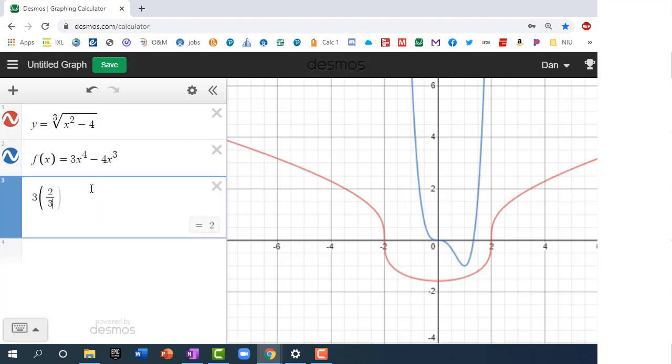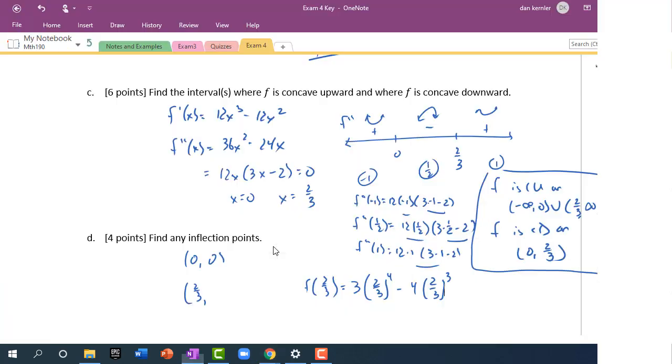3 times 2/3. Oh, I don't think it can do fractions though, to the 4th. Minus 4 times 2/3 cubed. Yeah. Nice. Decimals for the rescue. -16/27. -16/27. So those are the two inflection points.